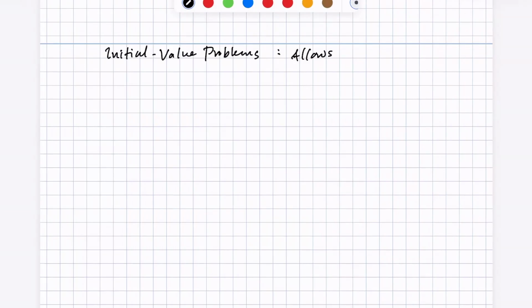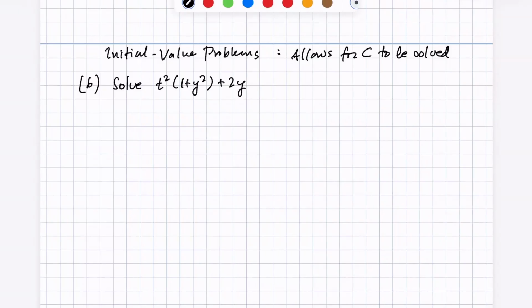Allows for c to be solved. All right, so here's an example. Solve the initial value problem t squared (1 + y squared) + 2y dy/dt = 0 with the condition that y of 0 equals 1.